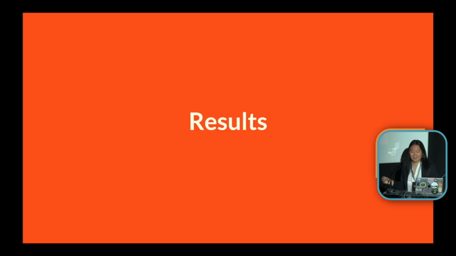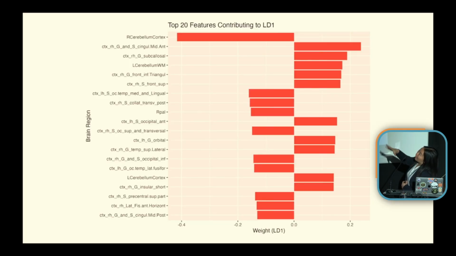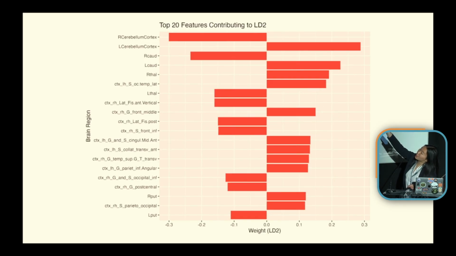Okay, so now for our results. We can see here the top 20 brain volumes that contribute to the first discriminant, which, as we saw, represents gender. This does correspond with previous research, because for the top 3 volumes, there have been some differences shown within gender. And here are the top 20 features contributing to the second discriminant, which is the ASD diagnosis. We can see that these are more related to social and motor processing, which also supports previous research on ASD.